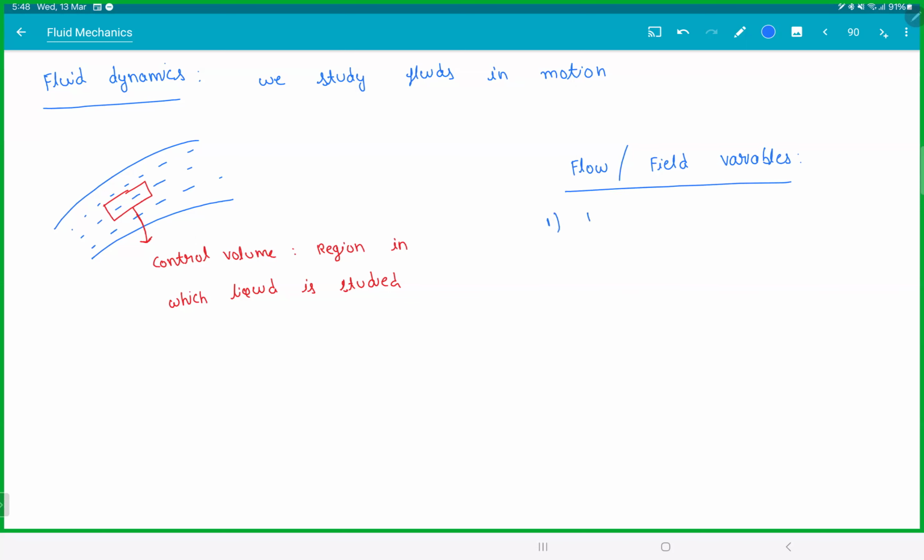The first thing, the quantity which we study in a fluid flow, is pressure. The second quantity we study is velocity of the liquid particles. Third is density. The fourth is acceleration of the liquid particles.